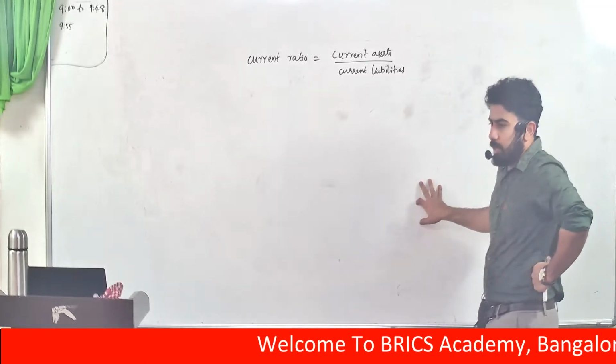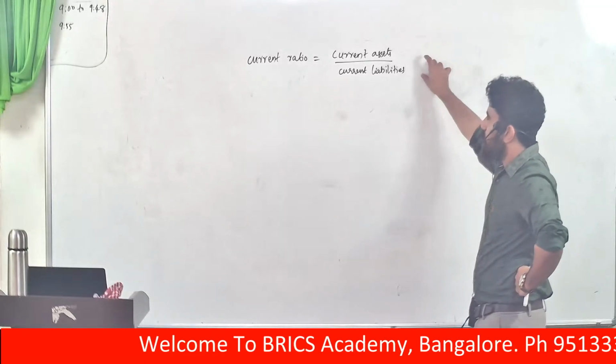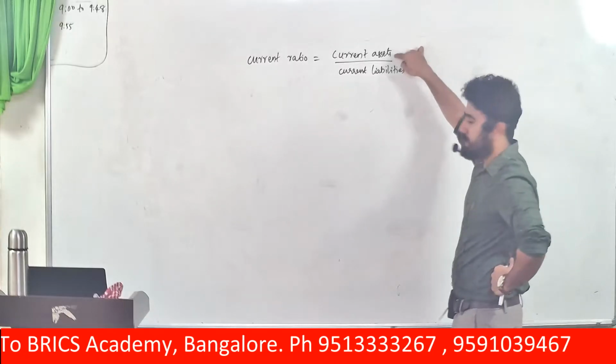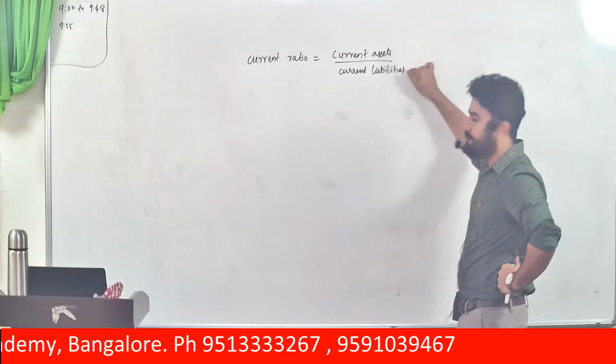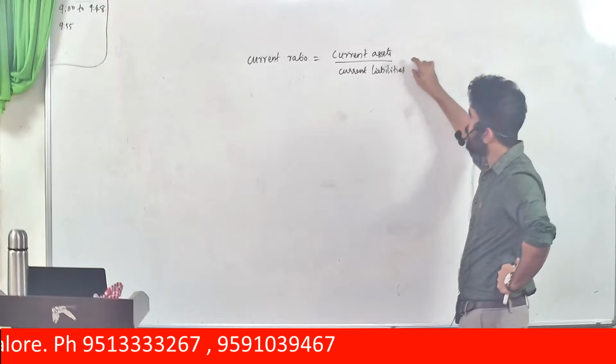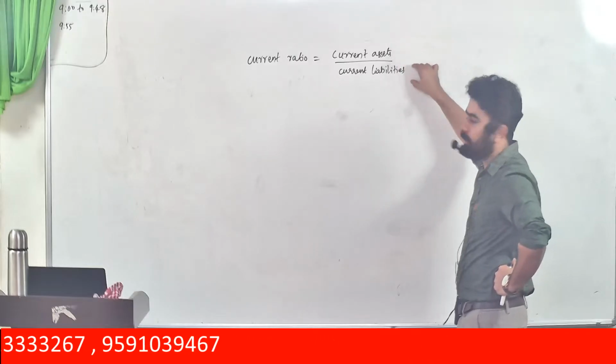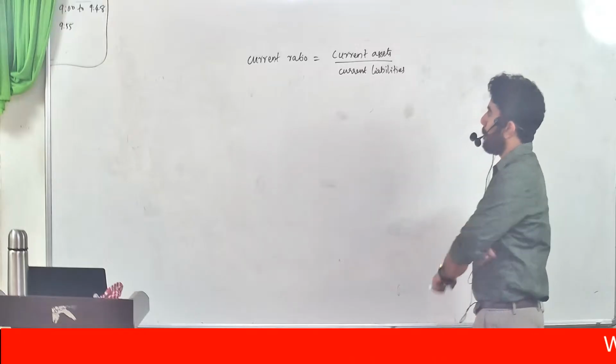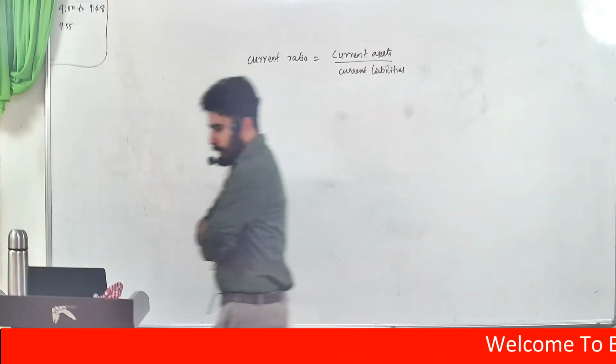Okay, current assets divided by current liabilities. So guys, this particular ratio will tell me whether the company has enough current assets to meet its current liabilities. Whether it has enough current assets to cover its current liability. Okay.